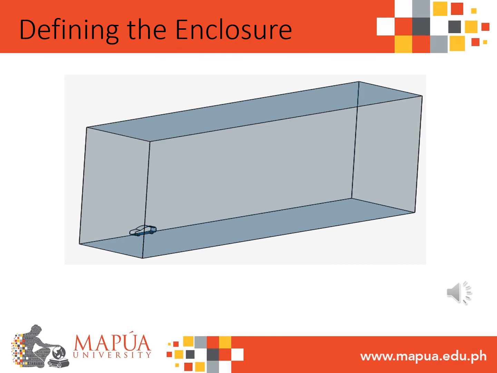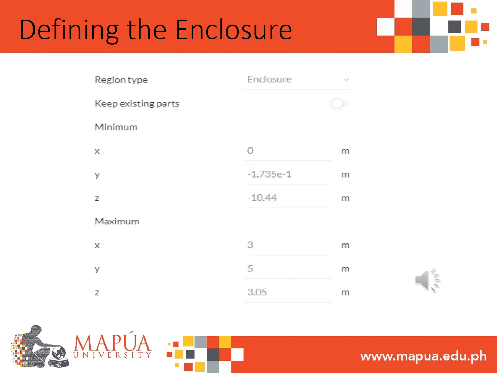So, the first thing that we need to do is to set up our domain, and that can be done by defining the enclosure. The box that we are seeing in this slide is our enclosure, or our domain. Inside this enclosure, the fluid will flow. These are the coordinates of our enclosure.